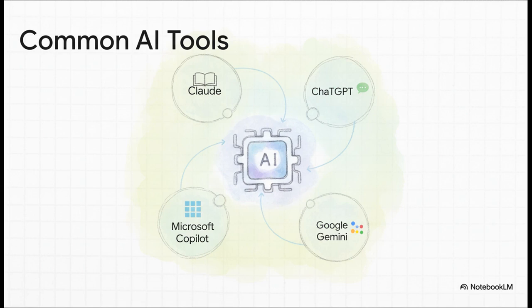You've probably seen some of these names floating around. Tools like ChatGPT and Claude are just fantastic for writing and brainstorming. And here's a pro tip. If your organization already uses Google Workspace or Microsoft 365, tools like Gemini and Copilot are built right in, which makes getting started even easier.